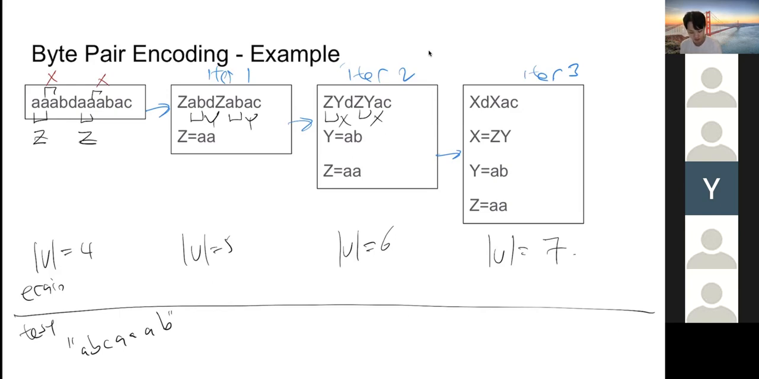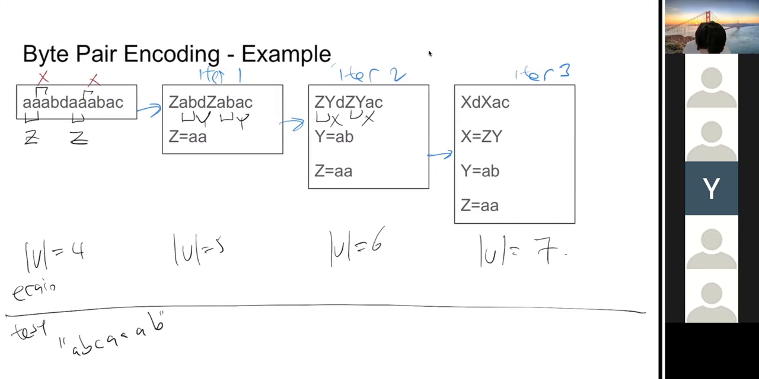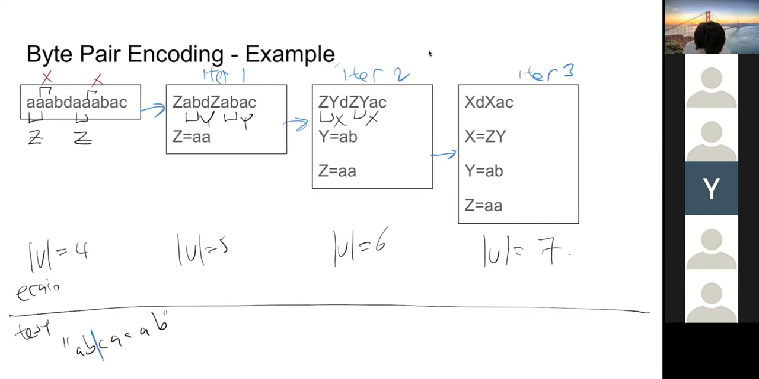But then let's also see if ABC is in our vocab. Unfortunately, we don't have any token corresponding to ABC. So AB is the longest token, and that's why you can split here. Now let's look at the C. Do we have any special symbol that starts with C? No. So in this case, we just use the single character C as our next token.